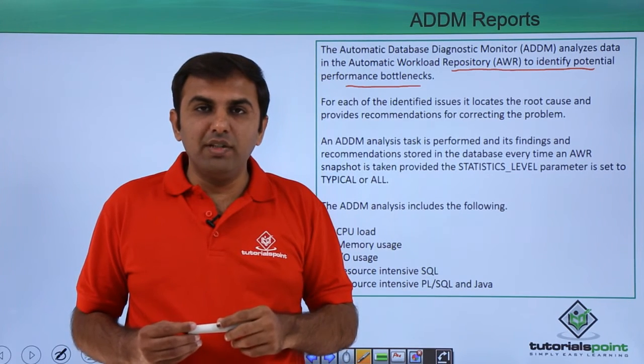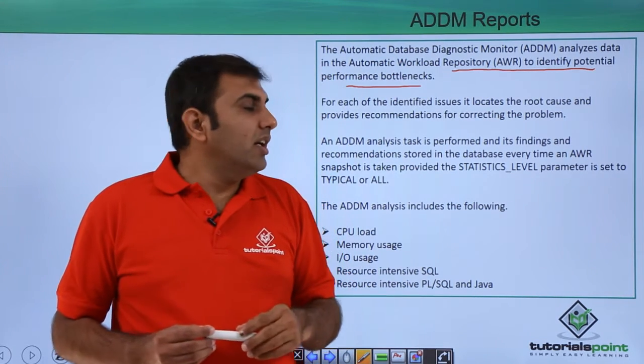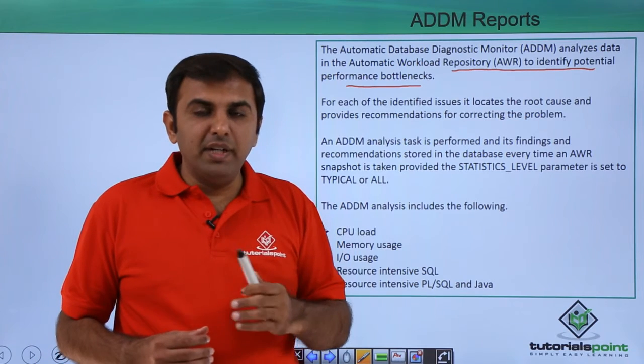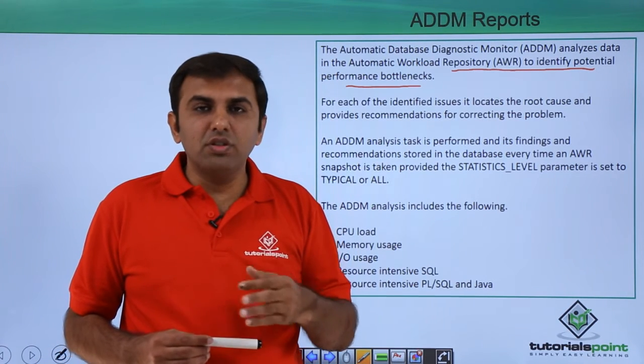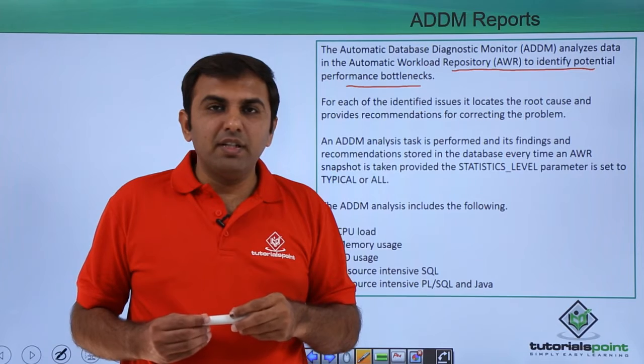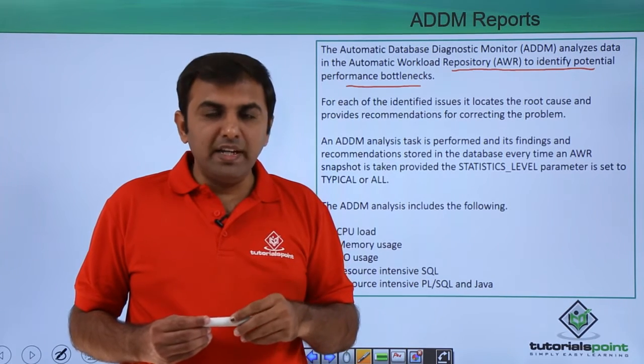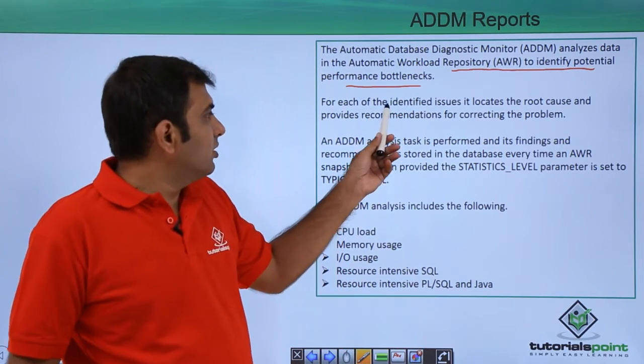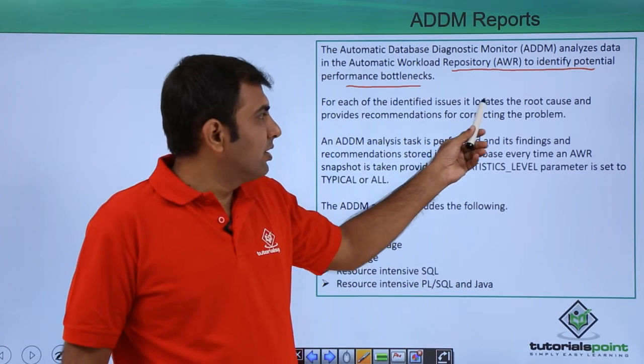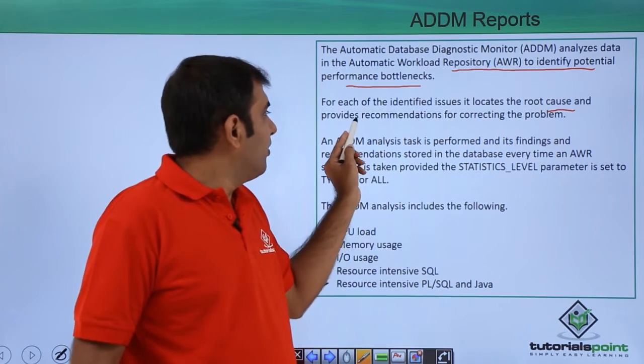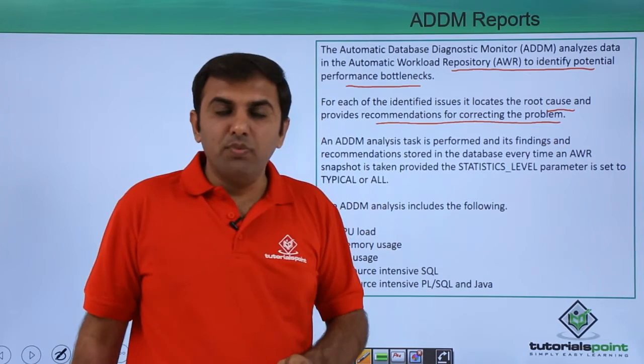like the memory target parameter is set to a very low value, just increase the size of your memory target parameter. That's why it can give you so many different types of recommendation. So here, for each of the identified issues it locates the root cause and provides the recommendation for correcting the problems.